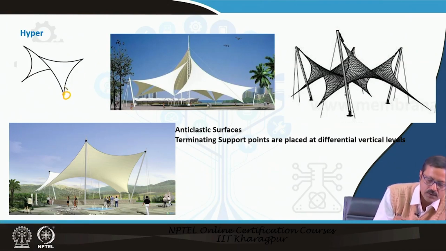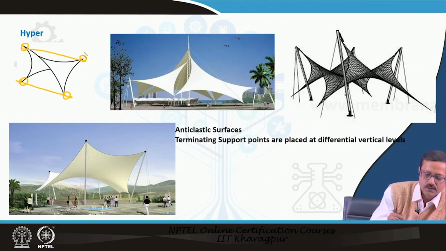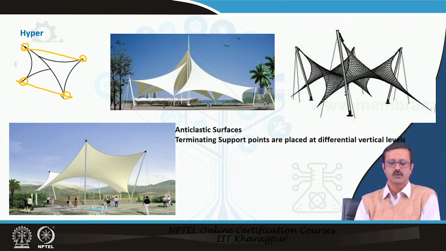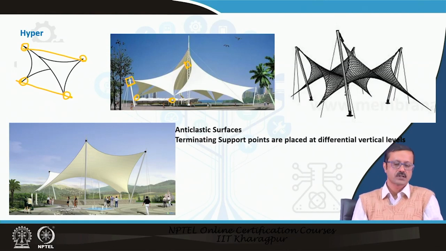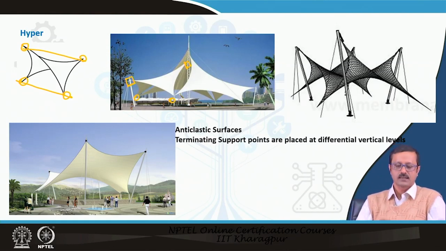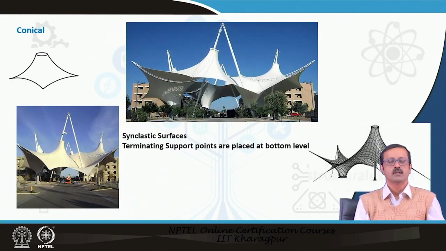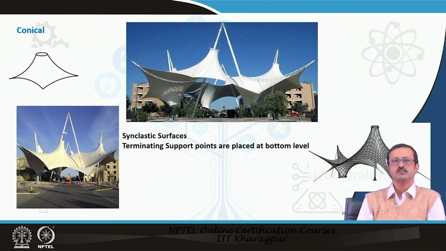So in this anticlastic formation, see, these 2, one is this and another is this, are down, and the other 2 are at the opposite, top level. So that will give you a formation. See here, these 2 are down and these 2 just next are at the top. That kind of formation can be made, and if it is made, it is called the hyper type of membrane.